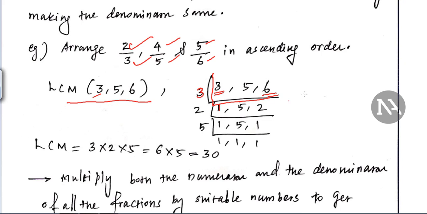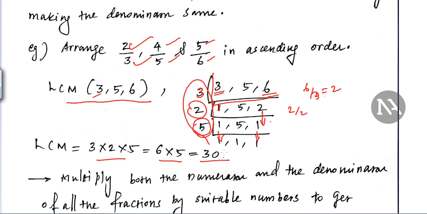If I divide by 3, that will be 1. 6 divided by 3 gives 2. Next, I am going to divide by 2. Then 5 remains 5, and 2 divided by 2 is 1. Then next, I divide by 5. 5 divided by 5 is 1. The remaining ones come as they are. Now I multiply all these numbers, 3 into 5 into 2, so it gives 30.